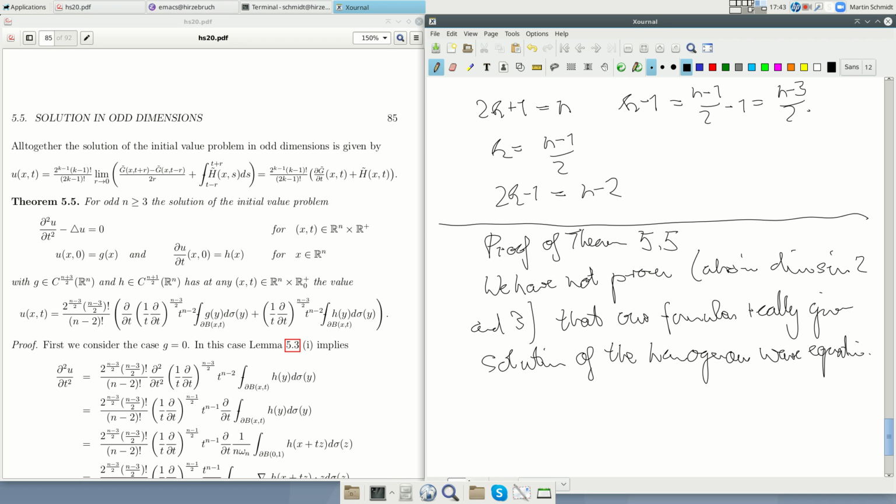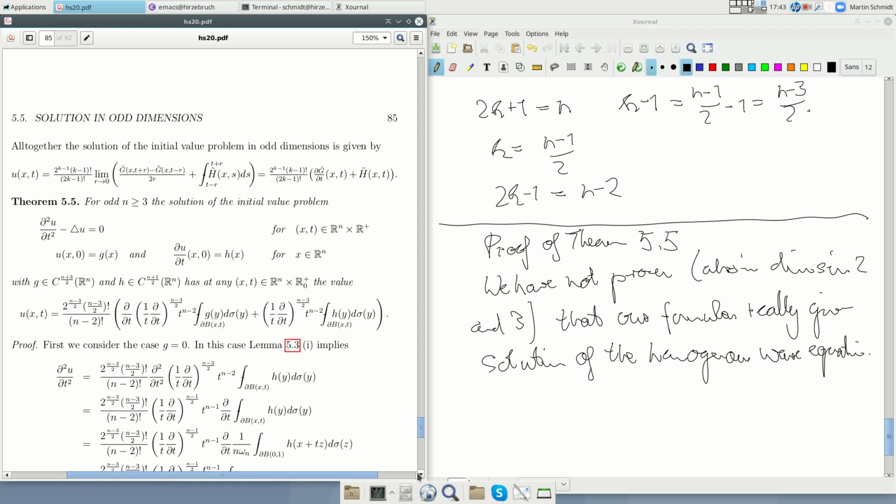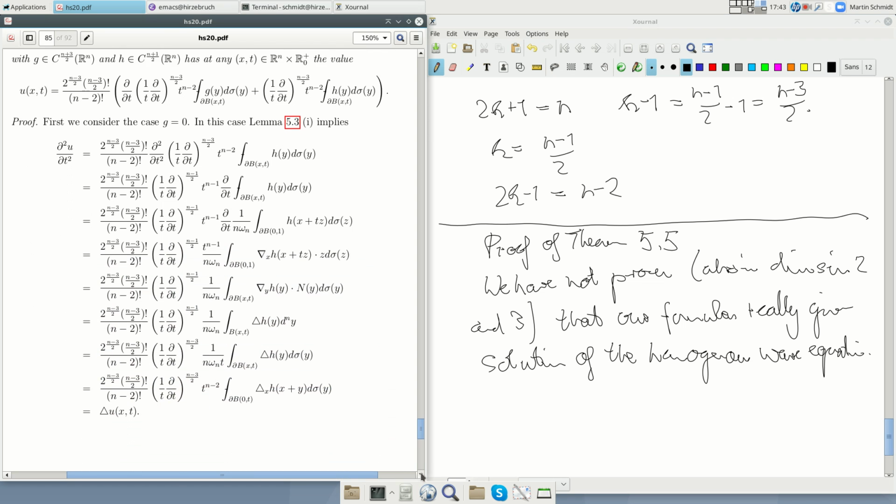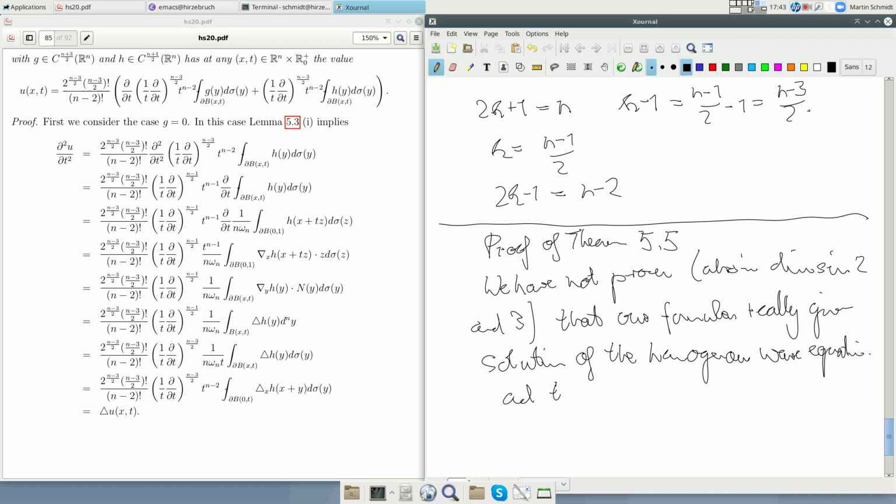So now we will do this in the general situation, also first in the odd case, and later we will show this in the even case. Yeah, and this is this long calculation here. So we proved that this really solves the homogeneous wave equation. And then we will see that it really solves the initial value problem. Now we give a complete proof that this is really true.